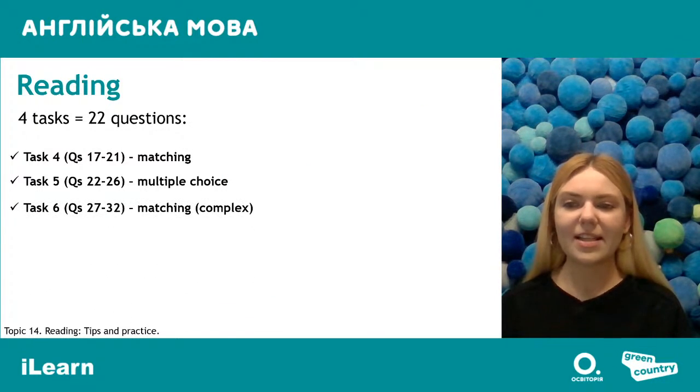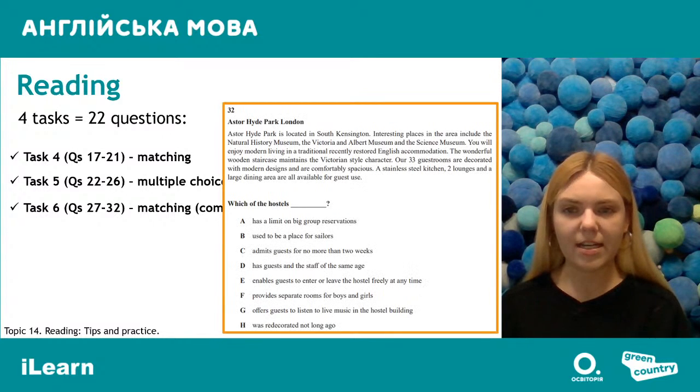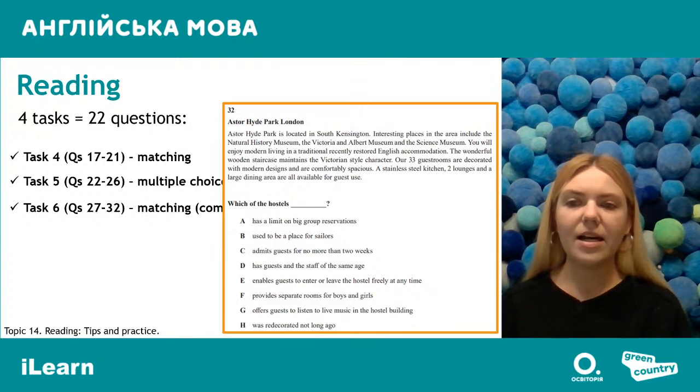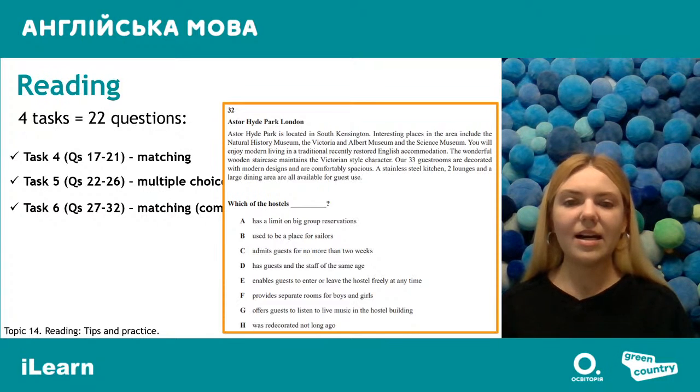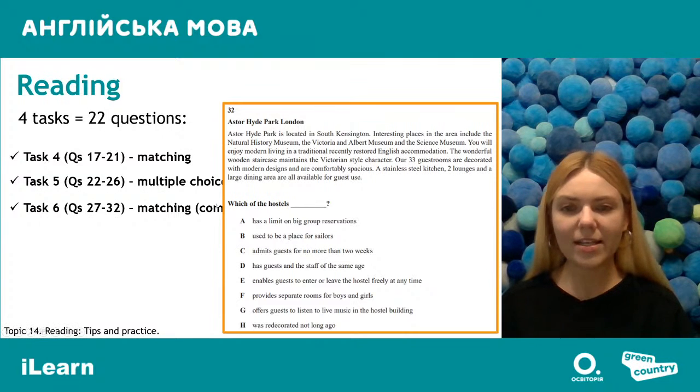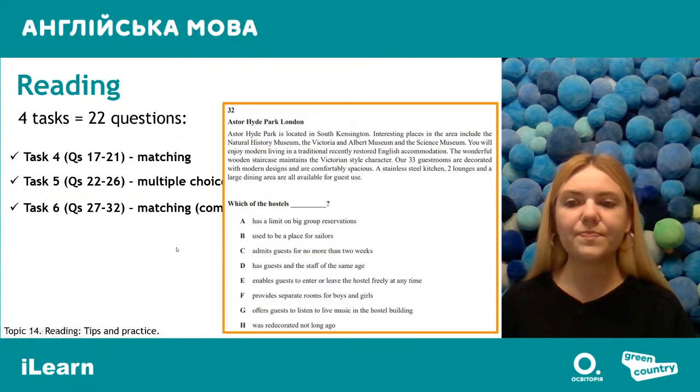The next one is task 6, questions 27 to 32, and that is one more matching task. But this matching task is different from the first one, and it is more difficult. Here you will be given 6 small texts, but they will be bigger than in task 4, or it can be one text divided into several parts. Again, you will need to match each text or each part of the text with the information that is given there.